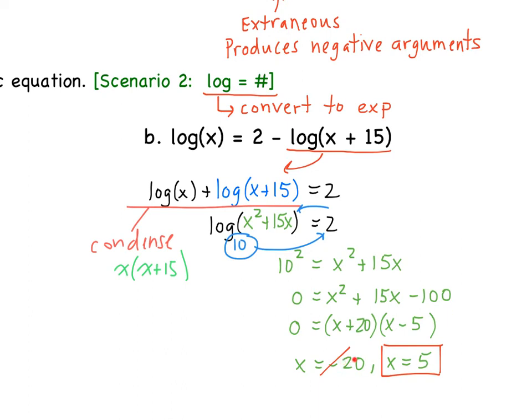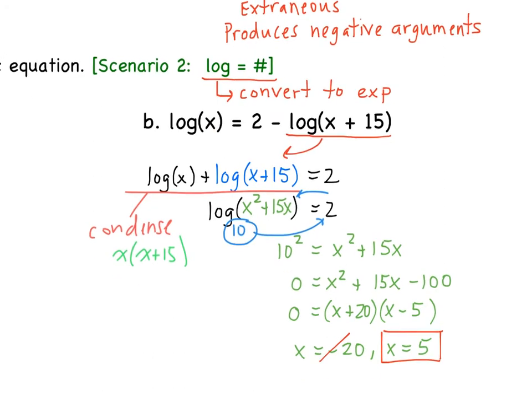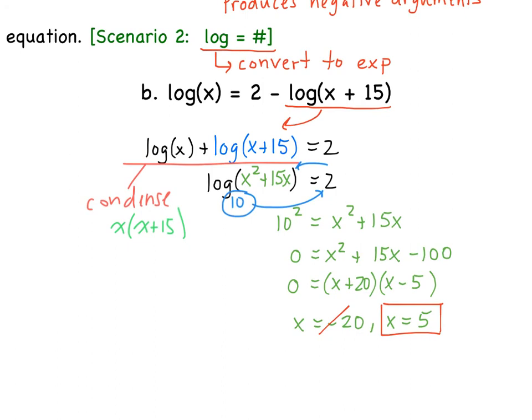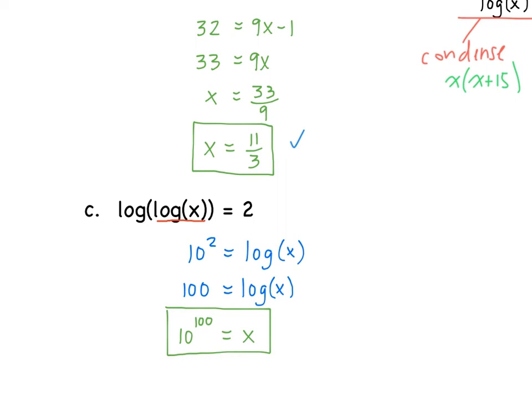But why did I cross out x equals negative 20? Well, if we look back at the original and I plug negative 20 in for that argument, that's a negative argument. We cannot have negative arguments, so therefore negative 20 is extraneous. Does x equal 5 work? Well, when I plug into log of 5, that works. And 5 plus 15 is 20. That produces a positive argument. So x equals 5 certainly works.